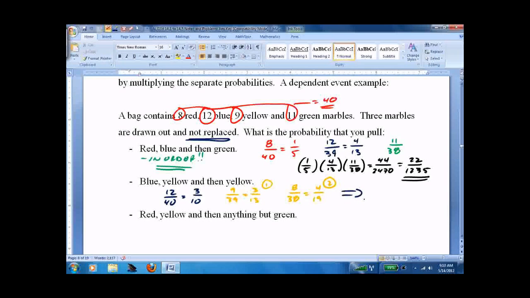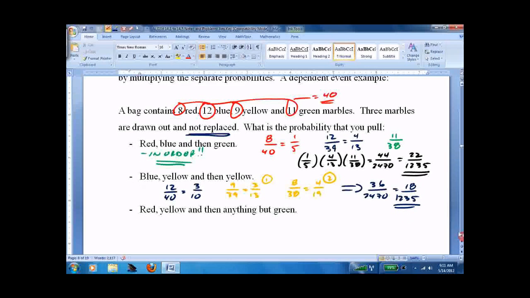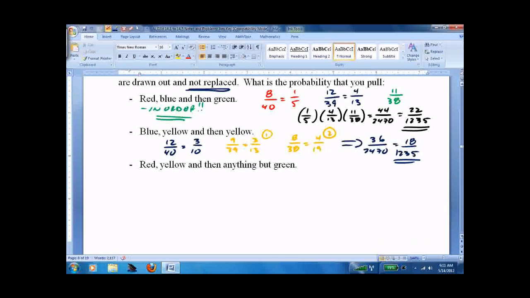And you get 36 over 2470, which is 18 over the same exact fraction. Very interesting. Try the last one on your own, and then I'll do it real quick.